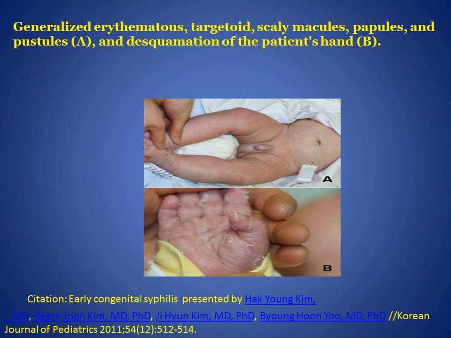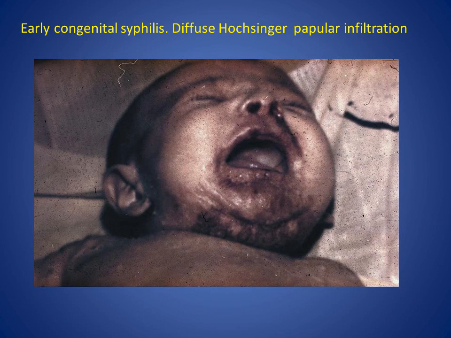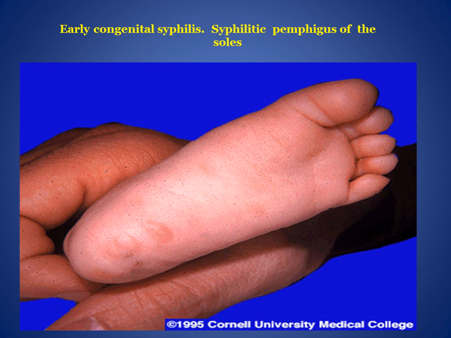On this slide you can see generalized erythematous, pemphigoid, scaly macules, papules, and pustules, and desquamation of the patient's hand. Early congenital syphilis: you can see on this slide the formation of diffuse Hochsinger papular infiltration, especially around the mouth. On this slide you can see early congenital syphilis, syphilitic pemphigus of the soles.